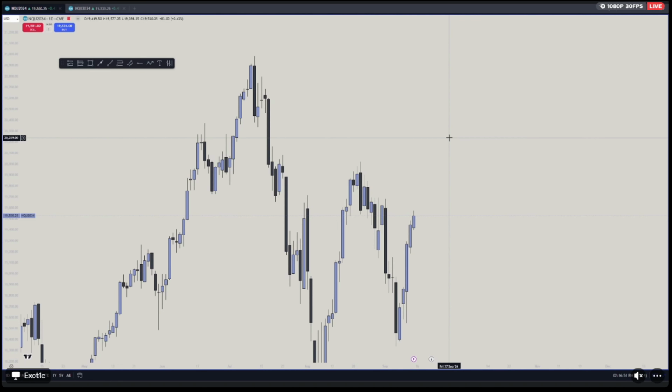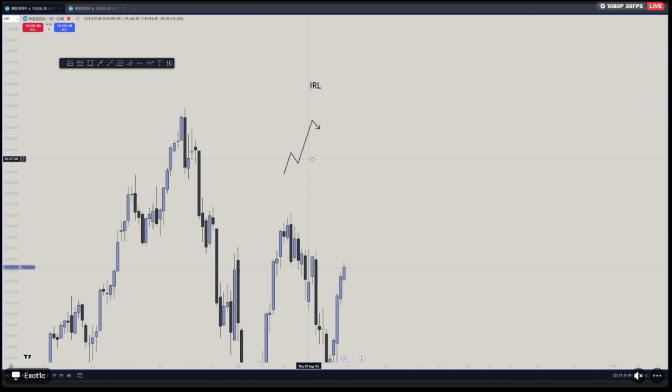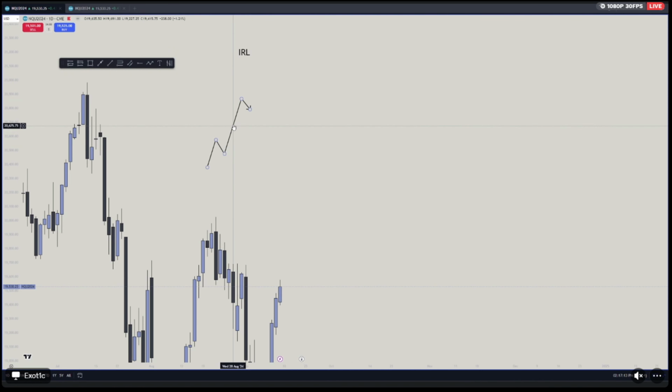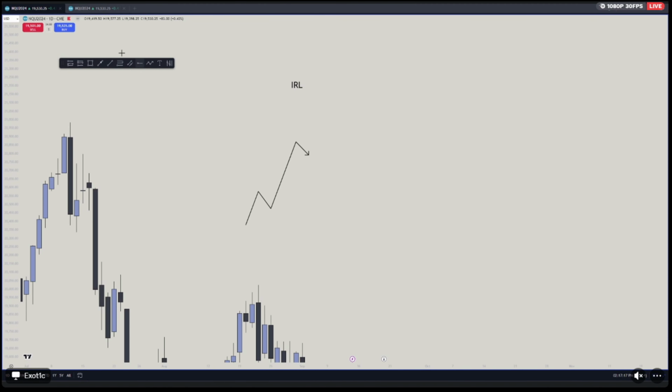All right, so today's lesson we're doing internal to external. Before we get into it, let's define our terms. Internal range liquidity, or IRL, will be anything internal to a range. For example, if you have a range with a swing high here and a swing low here, anything inside of here is internal, whether that's a fair value gap, an inefficiency like this, or just a regular candle wick that looks like this.